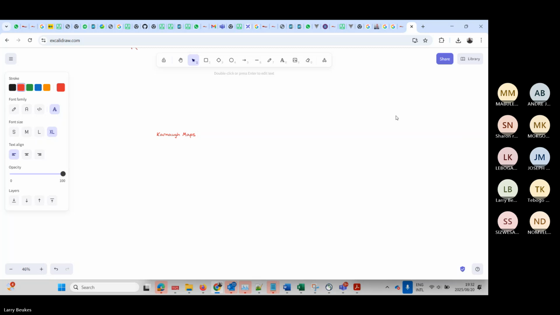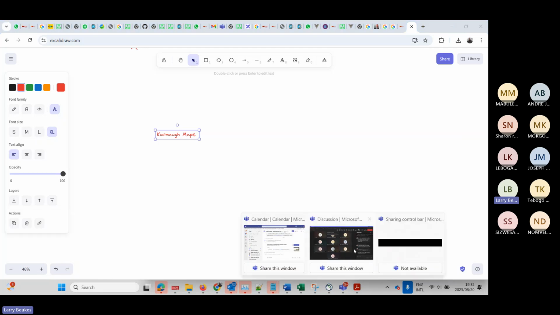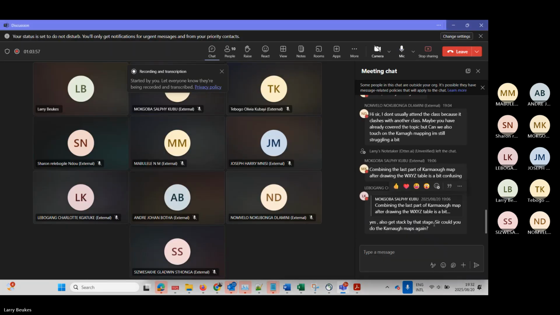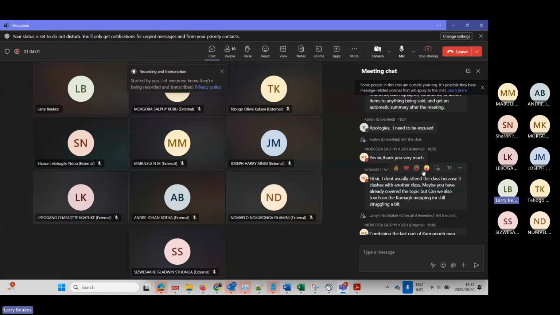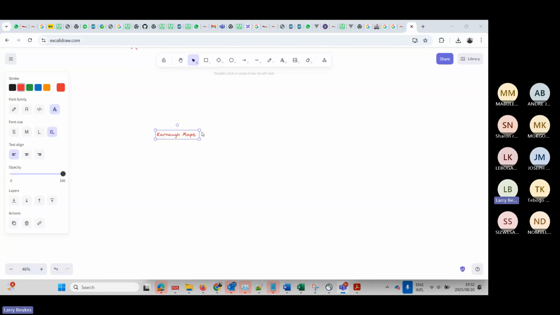Let me just see the chat. Okay, so could you do Karnaugh maps again? Karnaugh maps, yeah, I know, guys. Everyone loves Karnaugh maps. A Karnaugh map is a way of simplifying Boolean algebra expressions, right? So let's do it out of my head.